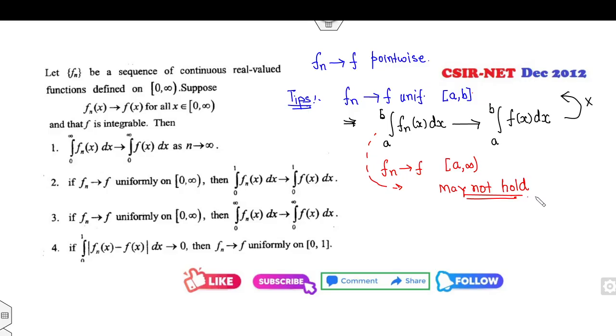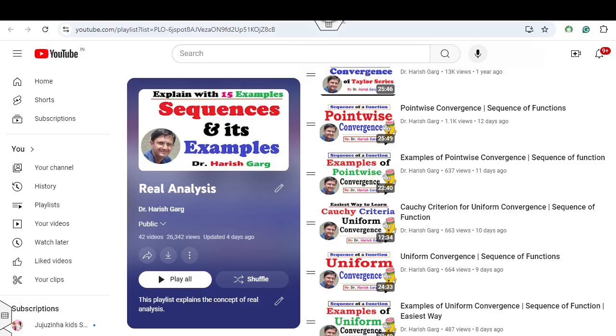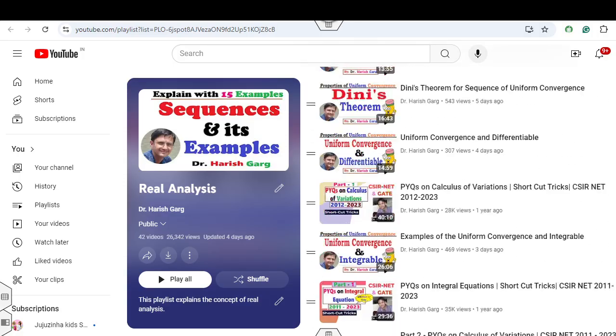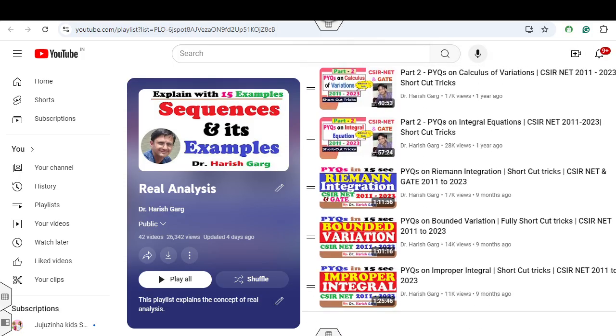Fine. Now based on these simple shortcut tricks, you can see that this is an integrable function. And if you watch my lecture on this, that is integrable.